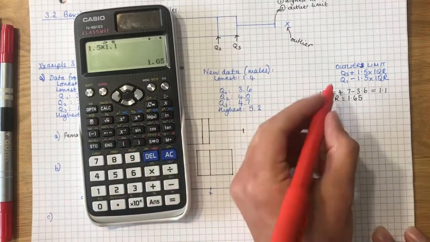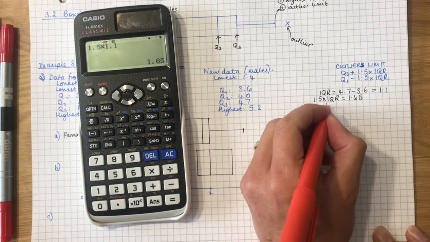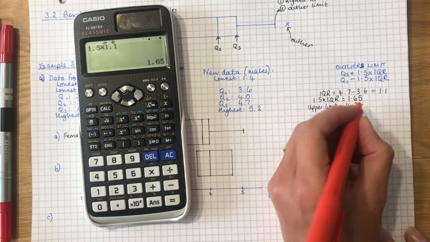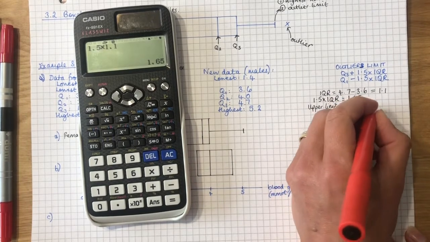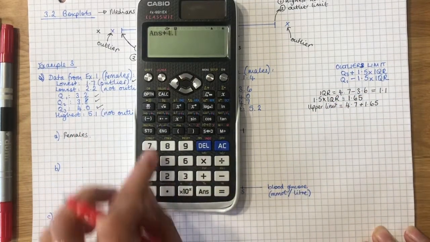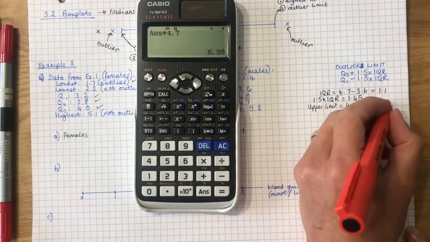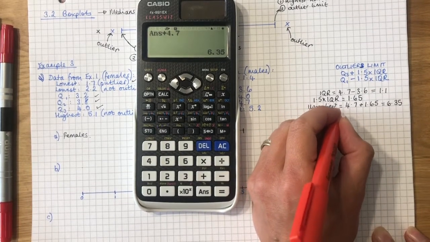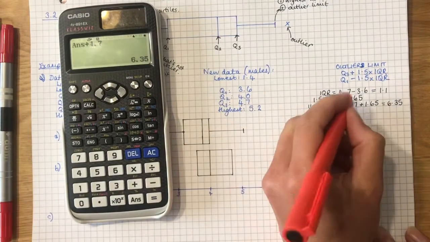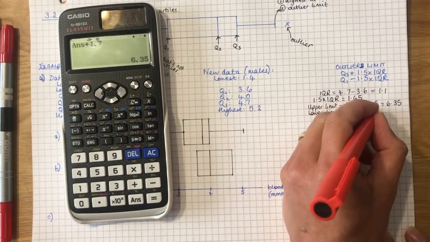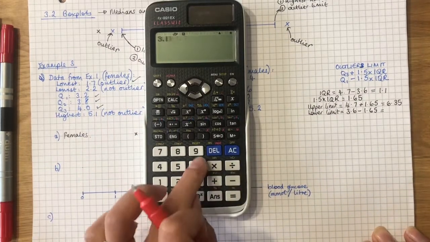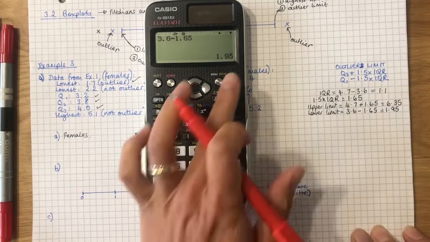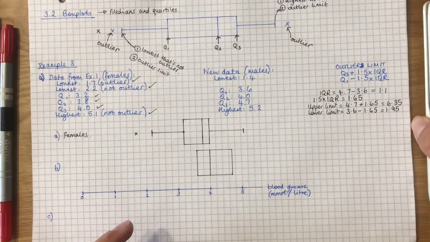So we're going to go for the upper limit for outliers. That's going to be the upper quartile plus 1.5 times the IQR, so plus 1.65. So we've got 6.35 there. And for the lower limit, we go from the lower quartile of 3.6 and we subtract 1.5 times the interquartile range, which gives us 1.95. Now, from that then, we need to identify if we've got any outliers.